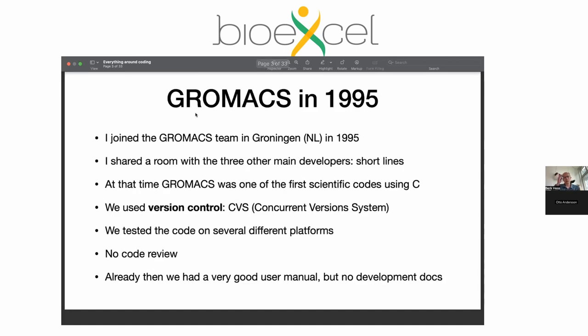Okay, so let's start with some history. I joined Gromacs myself in 1995, but it started a few years before that. Gromacs originally was actually a machine as well as code. That's why it's called Gromacs, which originally stood for Groningen Machine for Chemical Simulation. Nowadays our position is that it doesn't have any meaning, but that was the original meaning.